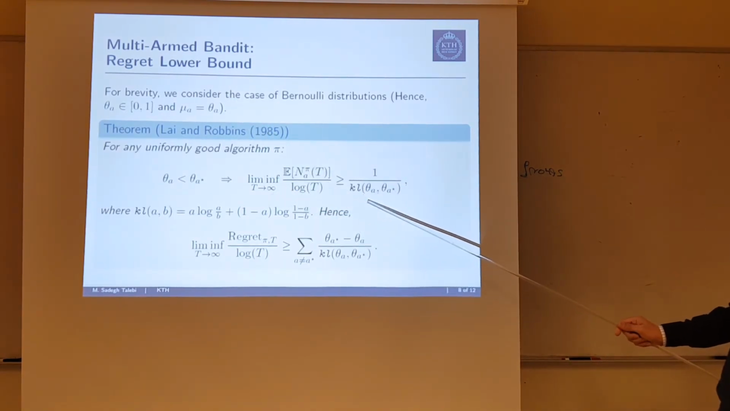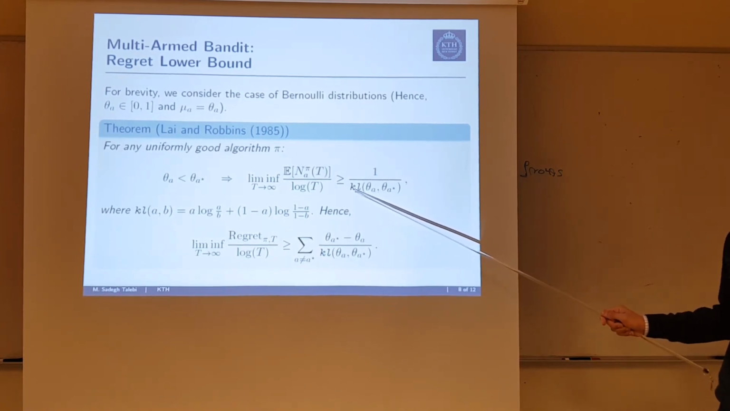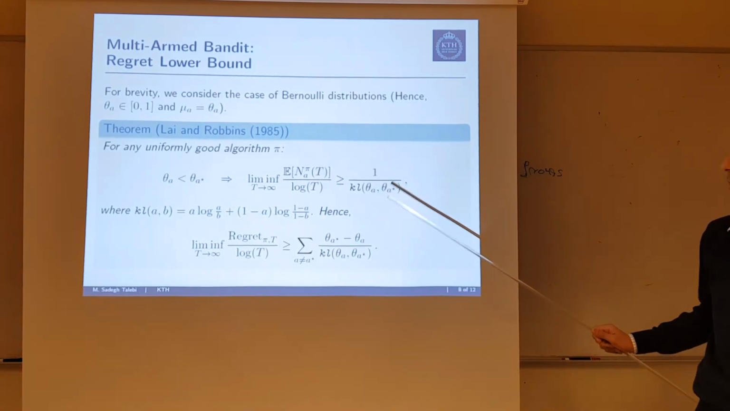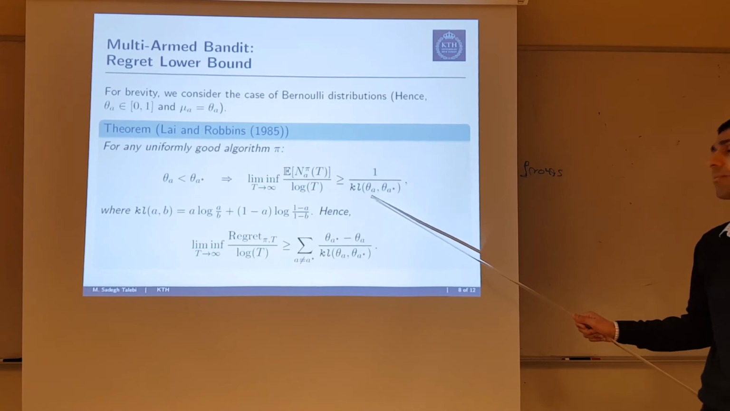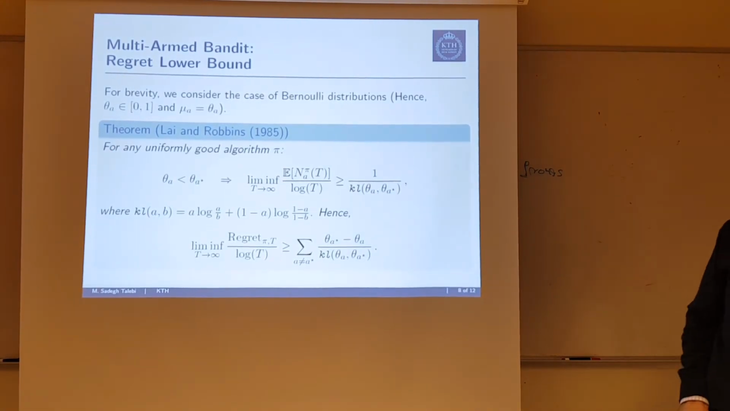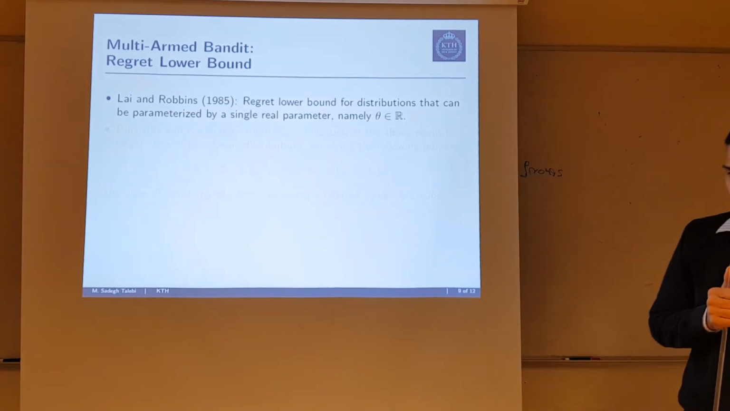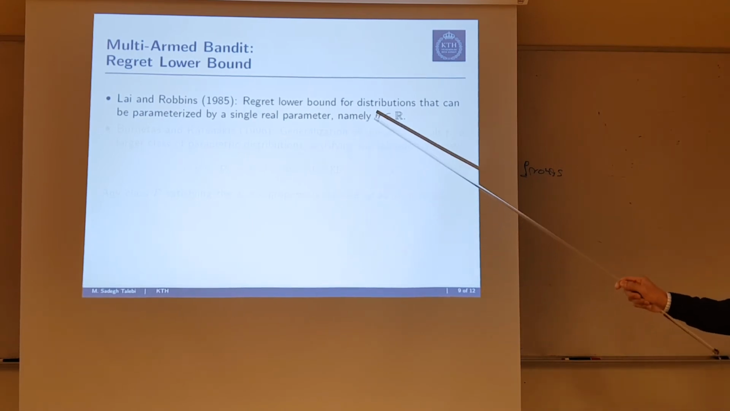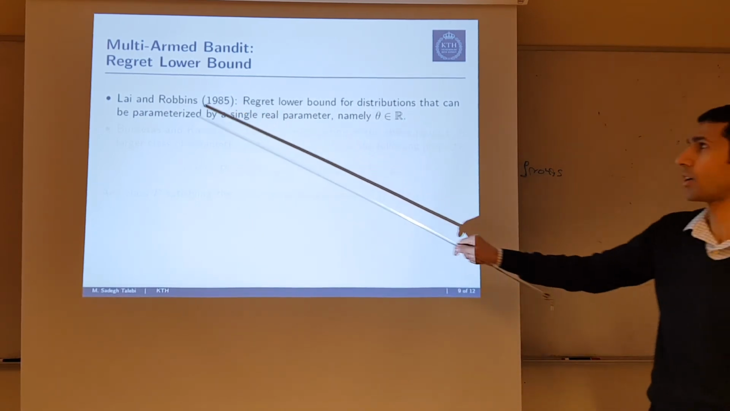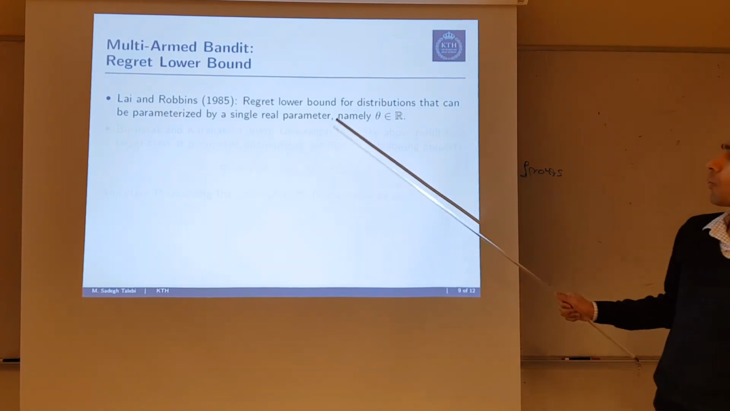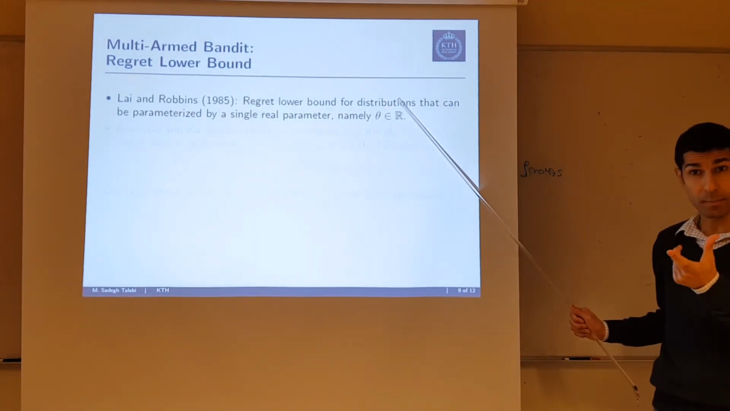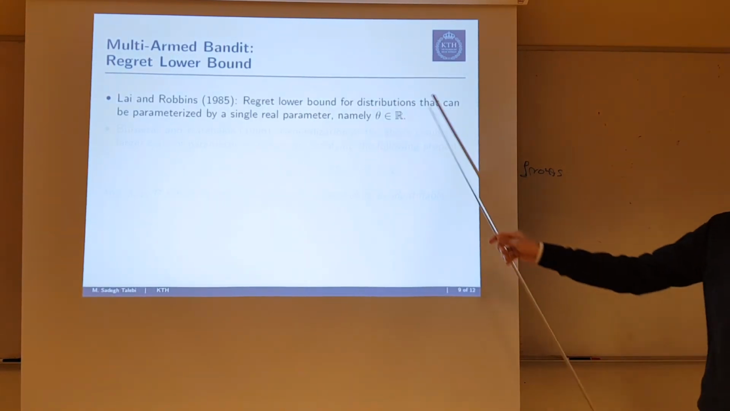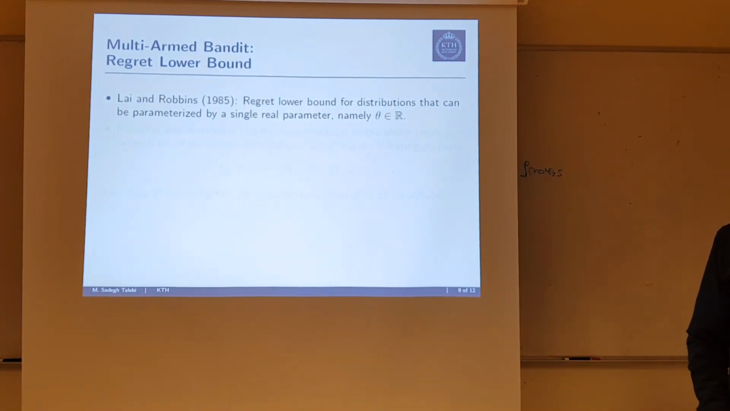And when it's not Bernoulli, this scale divergence would not be this relative entropy. Rather, it would be the KL divergence between the two distributions of the arm A and the optimal arm. So as I mentioned, the result in the previous slide actually works for any distribution that can be parameterized by a single real parameter, where your parameter theta for a given arm belongs to an interval or subset of the reals, right?